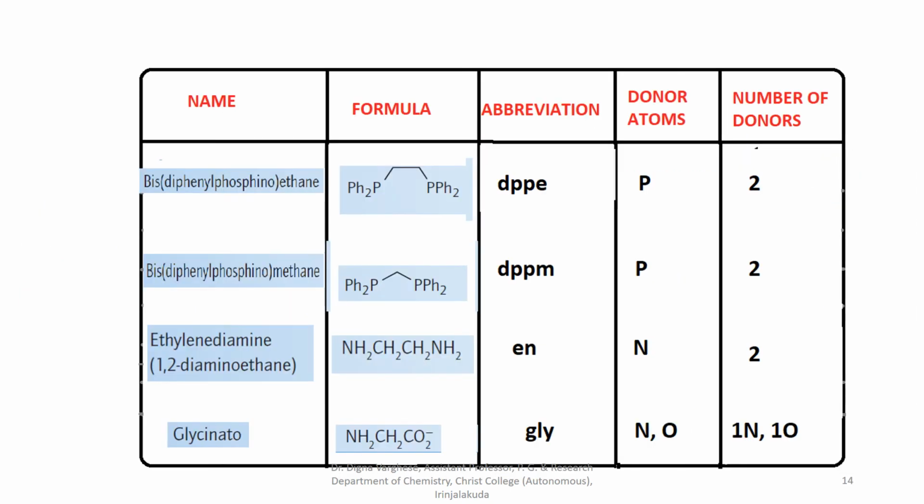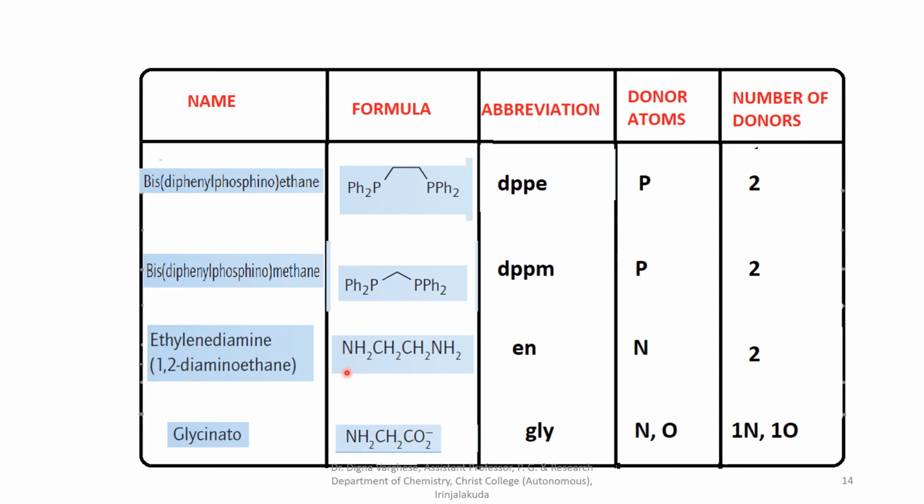Here you can see other examples of bidentate ligands. In this case, bis(diphenylphosphino)ethane. In this particular compound, phosphorus is the donor atom. Here two phosphorus atoms can be attached to the metal atom. Another one is bis(diphenylphosphino)methane, PH2P CH2 PPH2. Its abbreviation is DPPM. Phosphorus is the donor atom here.